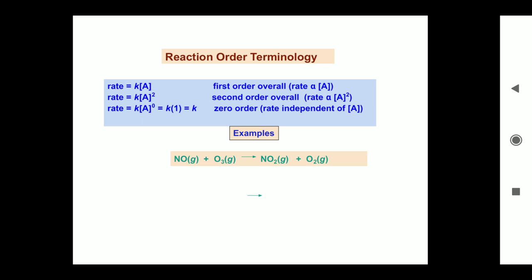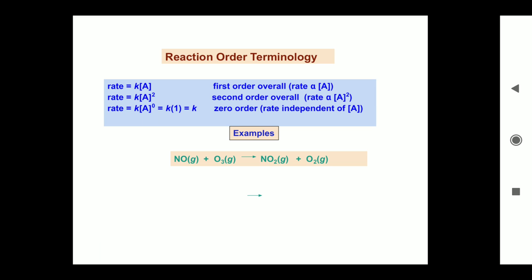In the third, rate equals K into the concentration of A, which has power 0. A to the power 0 is nothing but 1. So K into 1 becomes K. This means the rate expression does not depend upon the concentration of A, hence it is a zero order reaction.